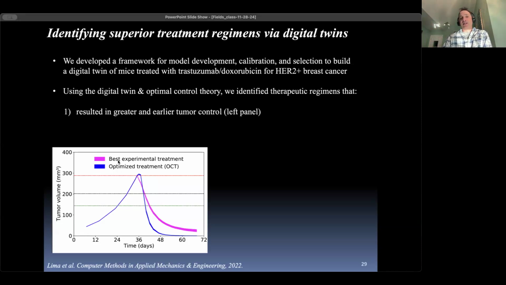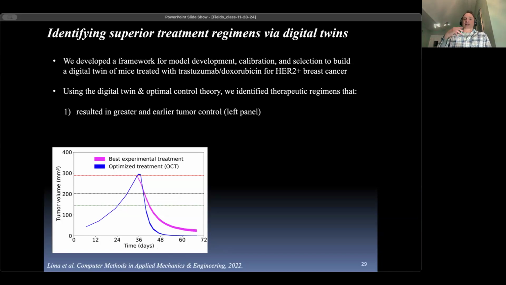So we had 6 different treatment plans, 6 different groups, and this magenta curve is the one that had the best response. So you can see this is time in days. Tumor volume is allowed to grow up to about 300 cubic millimeters, and then we start the treatment, and this treatment plan had this type of tumor control. I'll walk you through the model in a little bit, but I wanted to give you the punchline so we can see the forest before we go through the trees.